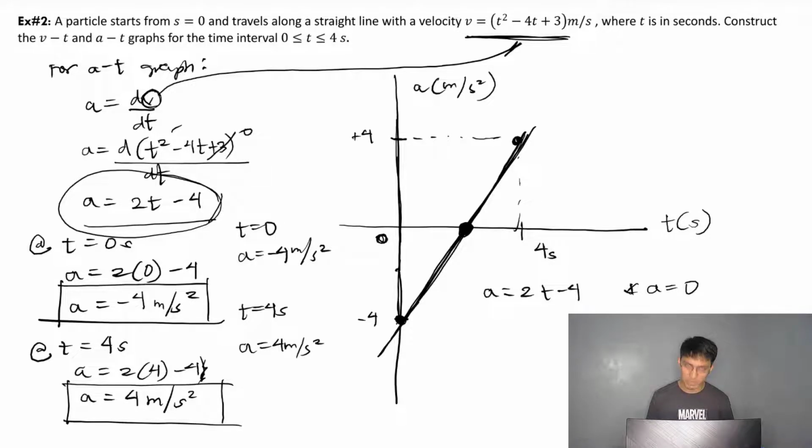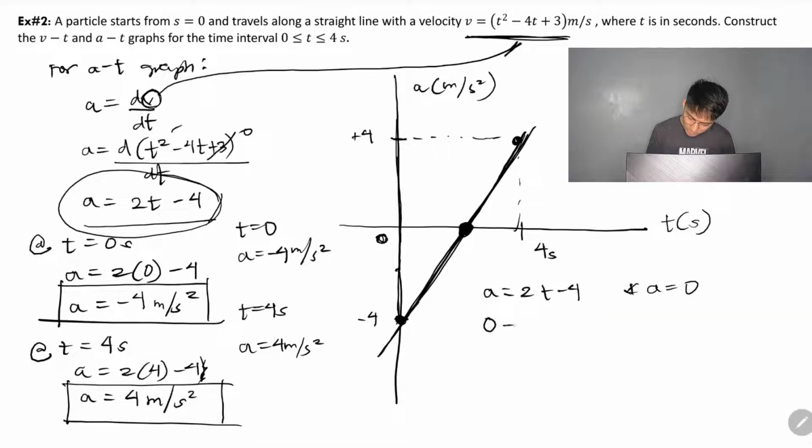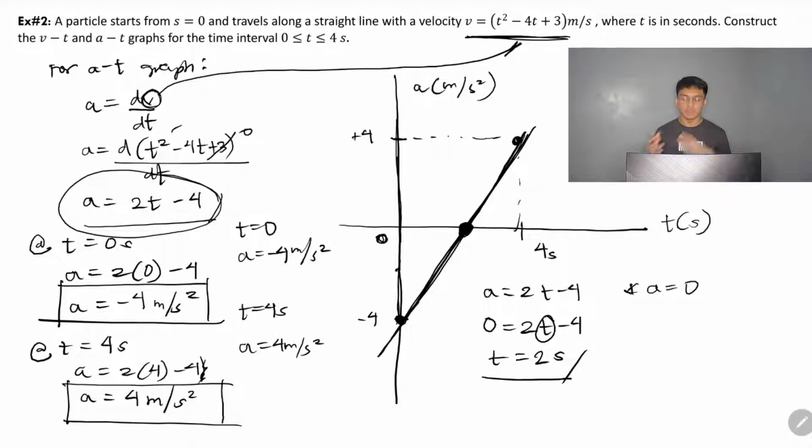Acceleration is 0. Pag yung acceleration natin ay 0, 0 is equal to 2t minus 4, solve for t. Ano yung magiging value ng t natin ngayon? And ang magiging value ng t natin yan is 2 seconds. Ibig sabihin, in between those 0 and 4 seconds, at 2 seconds, may time doon na mag-0 yung ating acceleration. So, that's for the AT graph.